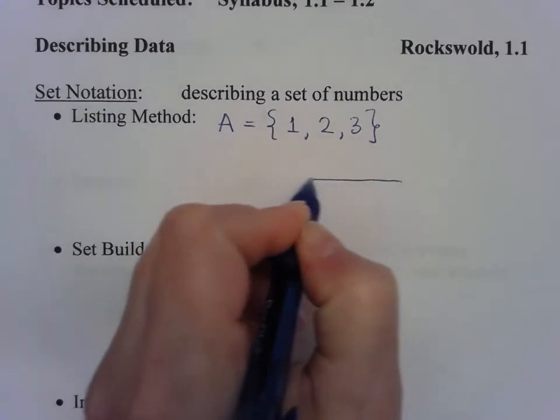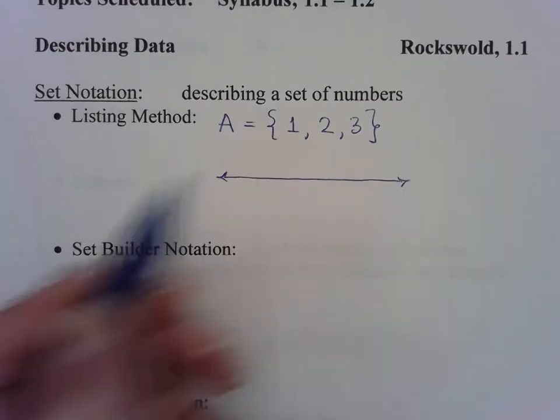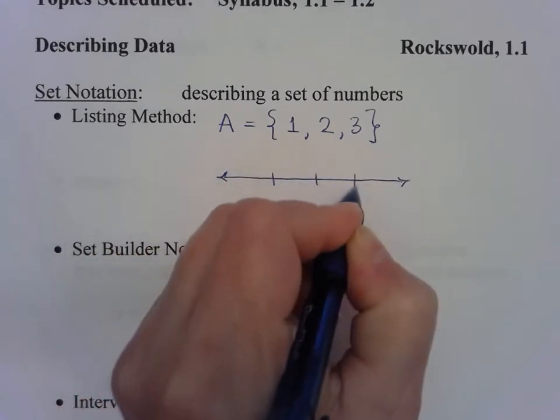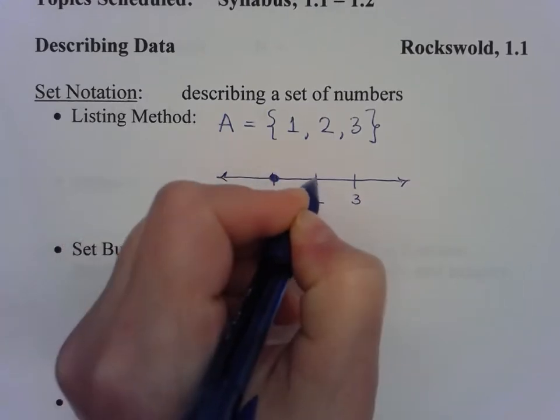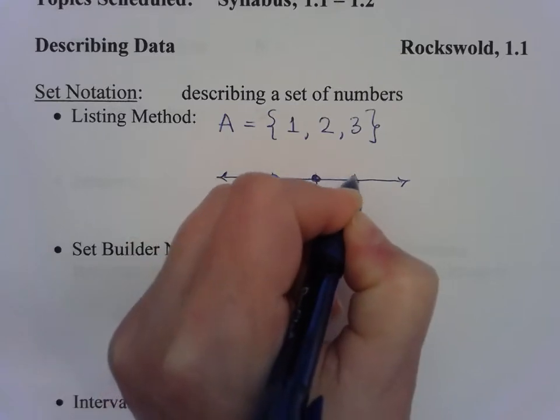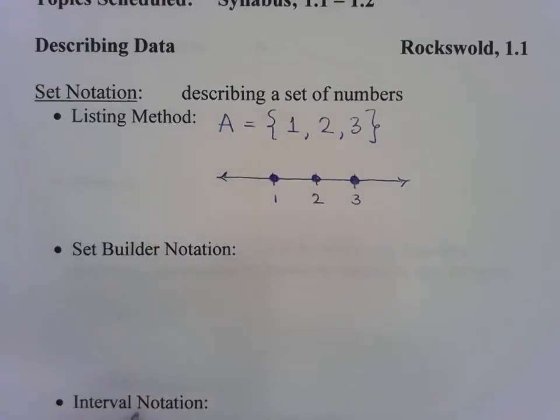So if we were to draw a picture of set A on a number line, we really just have three, usually they're called elements, right? The number 1, the number 2, and the number 3. So the listing method works really well usually if you have either a small amount of elements or a small amount of numbers, so that you can list them out, or maybe you have a larger list that follows a pattern so that you could kind of indicate the pattern. You could use the listing method for that.